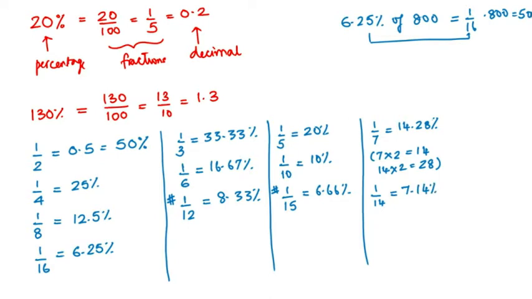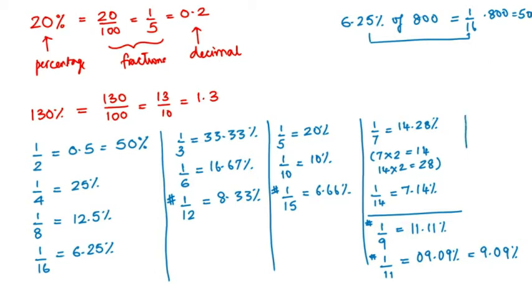Now let's look at few more. 1 by 9 and 1 by 11 are very important. Again, these are numbers that keep repeating. 1 by 9 is series of 11, so 11.11%. 1 by 11 is series of 09, so 09.09%, which is nothing but 9.09%. Please make it a point to remember these elements.